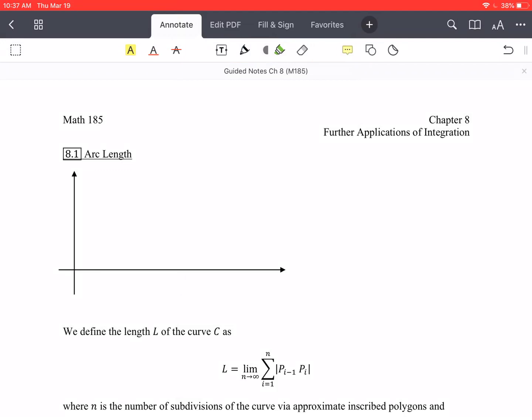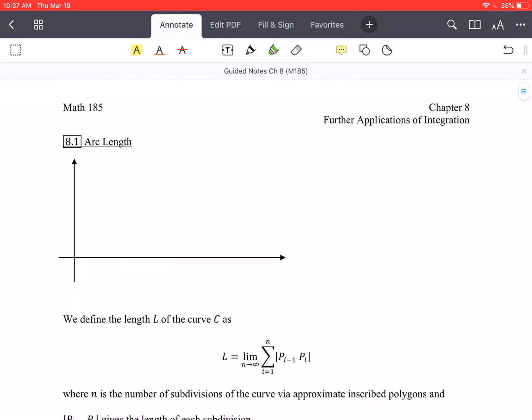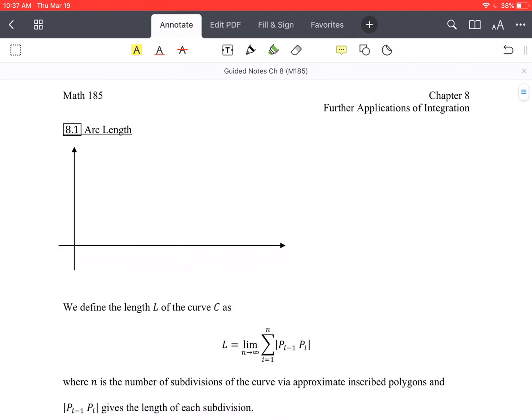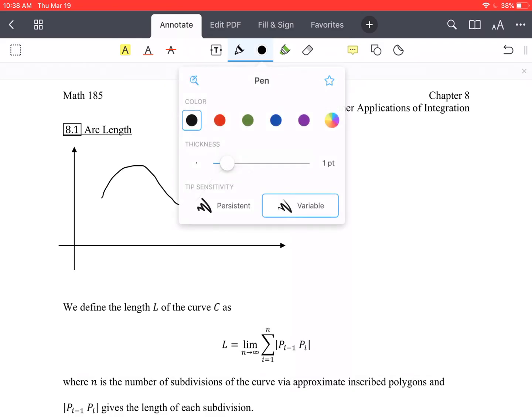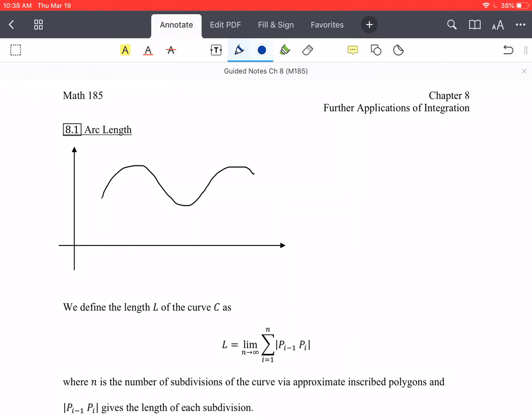So in section 8.1, we're going to be talking about the concept of arc length and how we can find the length of an arc of a curve using integration. To start off here, I'm just going to put a curve up here that we can work with. Something like that. We're going to put some points on this curve.